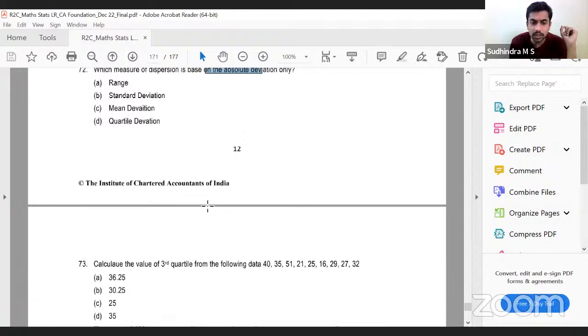Calculate the value of third quartile from the following data. We'll quickly finish this. Couple of more questions. We'll finish this off.